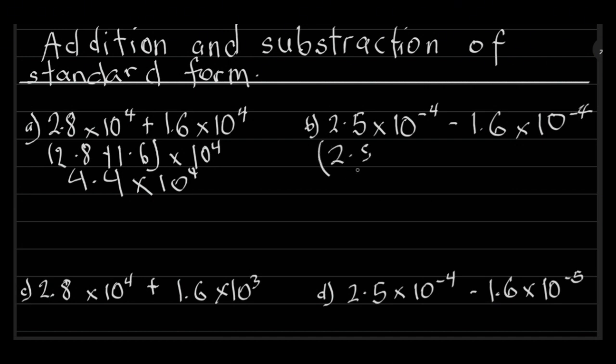We can do the same thing for the subtraction. So we will have 2.5 minus 1.6, then we factor 10 raised to the power negative 4 out. So this is going to give us 0.9 times 10 raised to the power negative 4. When you are subtracting decimals, you could just assume that they are whole numbers. So this would appear like 25 minus 16, and that will give us 9. So we write 0.9. It's that simple.